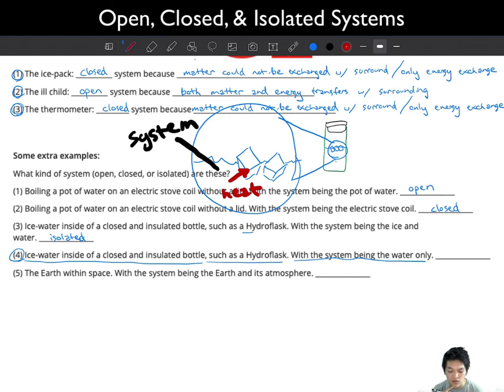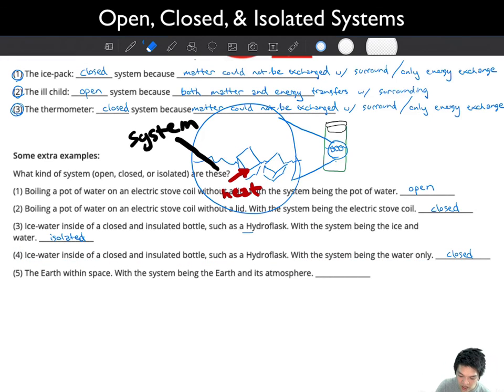What about matter? Is there any transfer from the system to the surrounding? Well, for this one, there is no additional matter coming from anywhere. So this is an example of only energy being able to transfer inside this hydro flask, if just the water is a system. Okay, so we're gonna say this one is a closed system. Only energy can transfer.